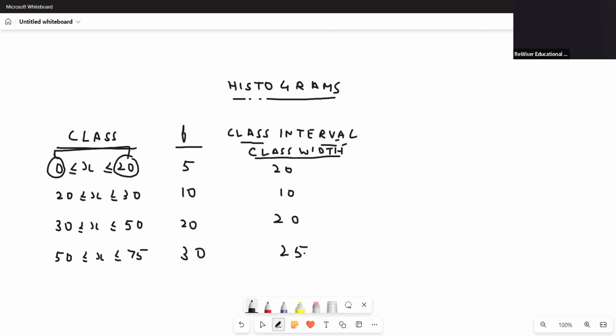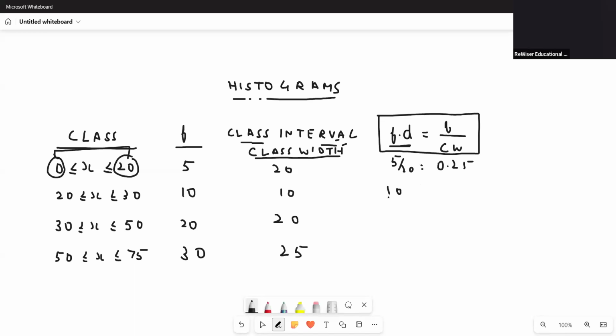Now we have to get the formula for frequency density. That is given as frequency divided by class width. So if you're calculating the frequency density, in this case it becomes 5 by 20, so that's 0.25. In this case, it's 10 over 10, so that equals 1. Again, it's 20 over 20, and that equals 1 again. And this is 30 over 25, that's 6 by 5, which is approximately 1.2.